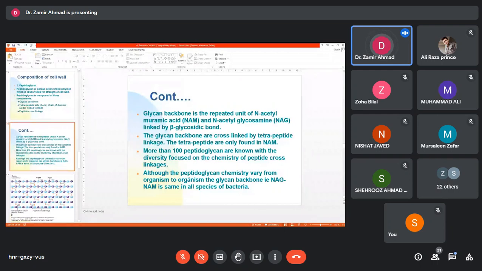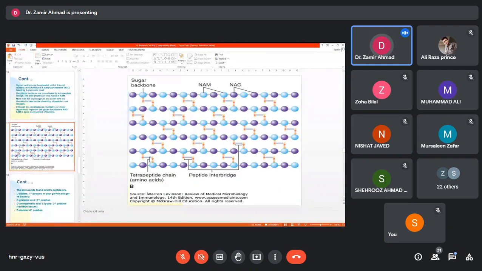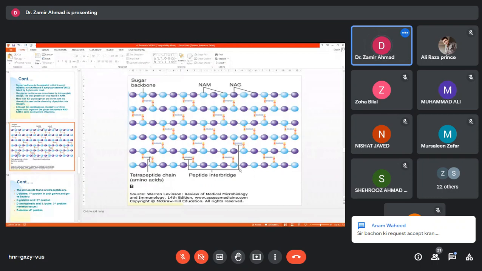So this peptidoglycan chemistry varies from organism to organism. The glycan backbone is the same in all the bacteria, and as you have seen, this glycan backbone is formed by N-acetyl glucosamine and N-acetyl muramic acid. So this is generally the overall structure in which all these peptidoglycan components can be seen.